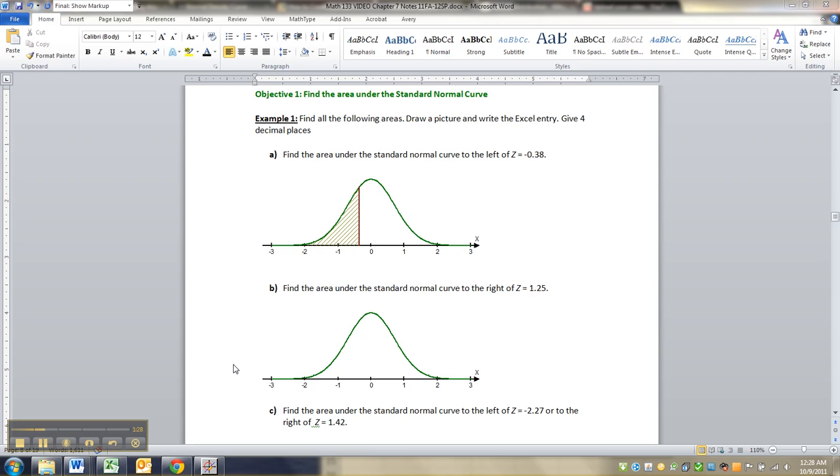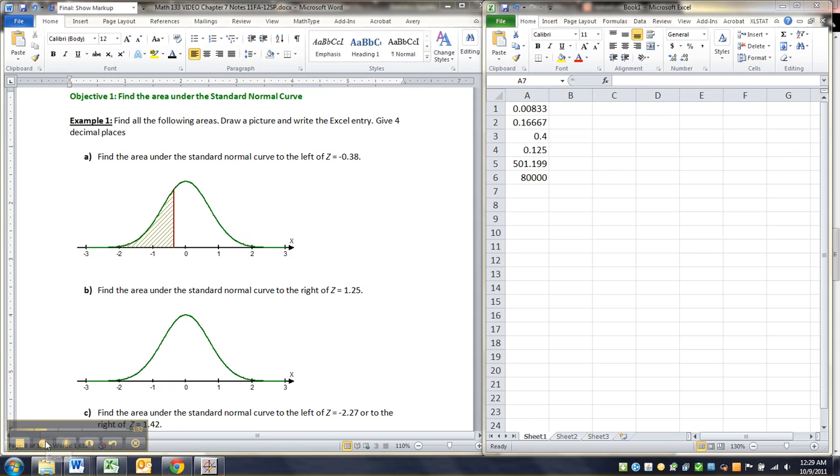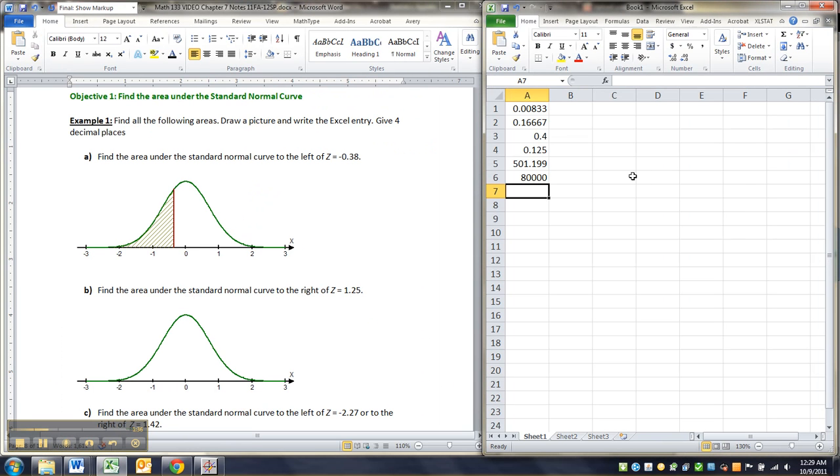Now the question is, how do you find it? And the answer is Excel. So let me bring Excel up. Since I'm going to need Excel so much, I'm going to make it so that they're side by side. That way it'll be easier to follow. Okay, so let's look at example 1A. I want the area to the left of -0.38. Now the way you do that is you're going to use the functions that are standard issue inside Excel.